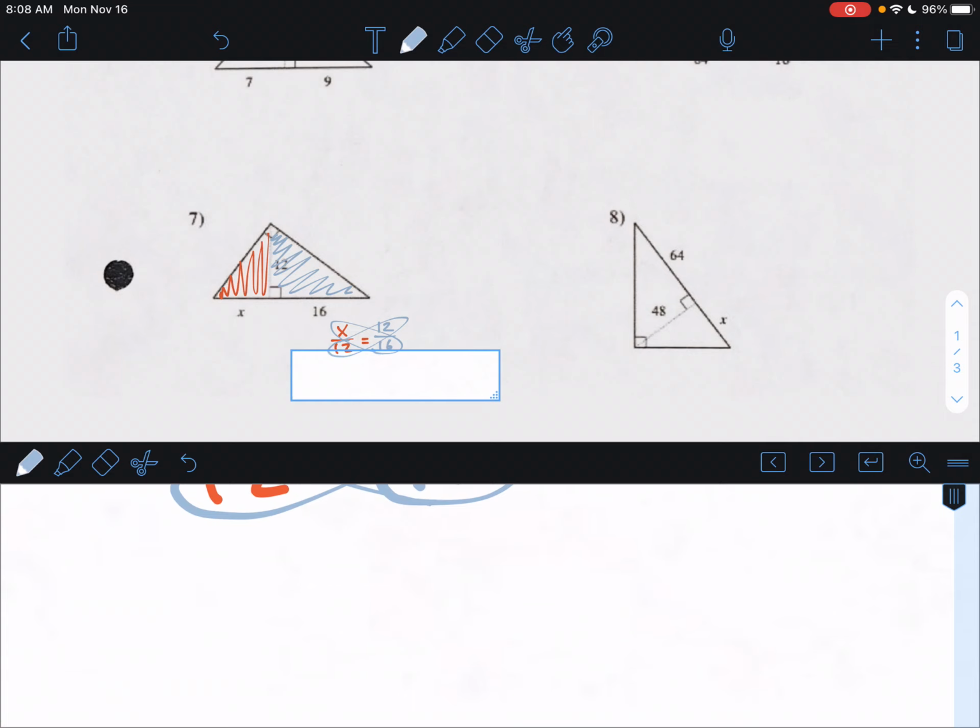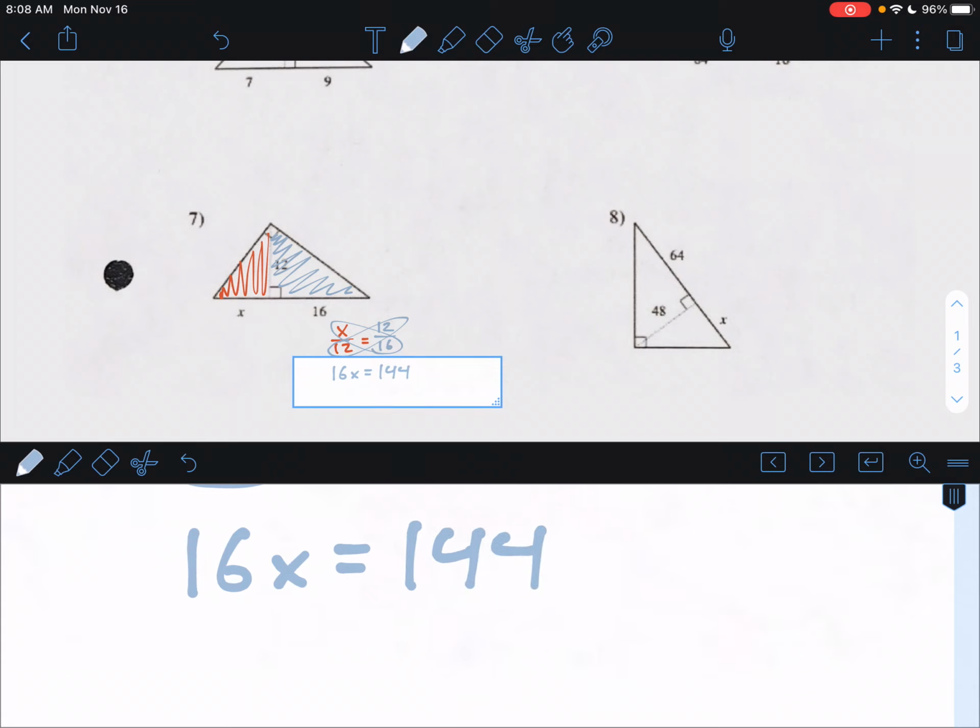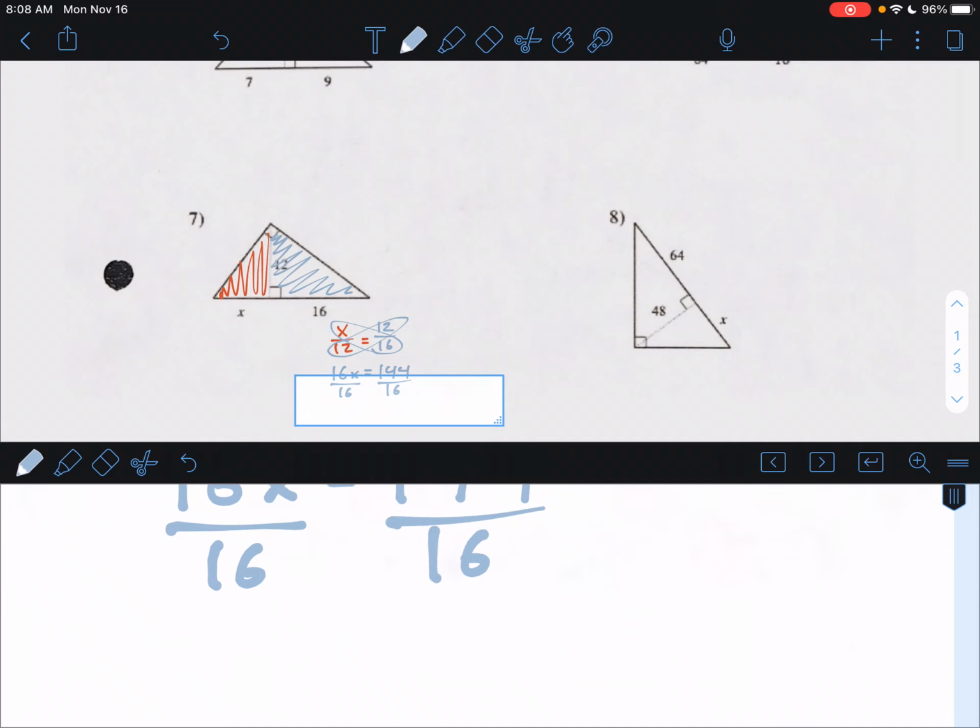So x times 16 is 16x. 12 times 12 is 144. Divide both sides by 16. And x is going to equal 9. So that one, I did the entire thing for you.